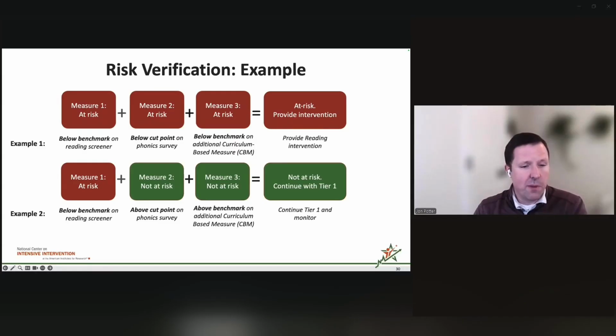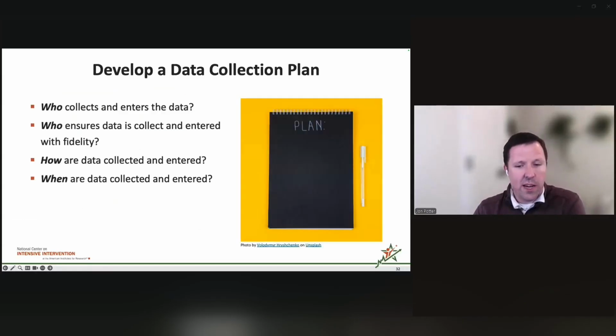So as you think about these things, if you don't already have one, I would encourage you to start thinking about developing a data collection plan. It could be as simple as who's going to collect the data? Who's going to enter the data? Who's going to ensure that the data is collected and entered with fidelity? So who's going to sit side by side and check fidelity? How often are they going to check fidelity? What checklist are they going to use to do that? How are data going to be collected and entered?